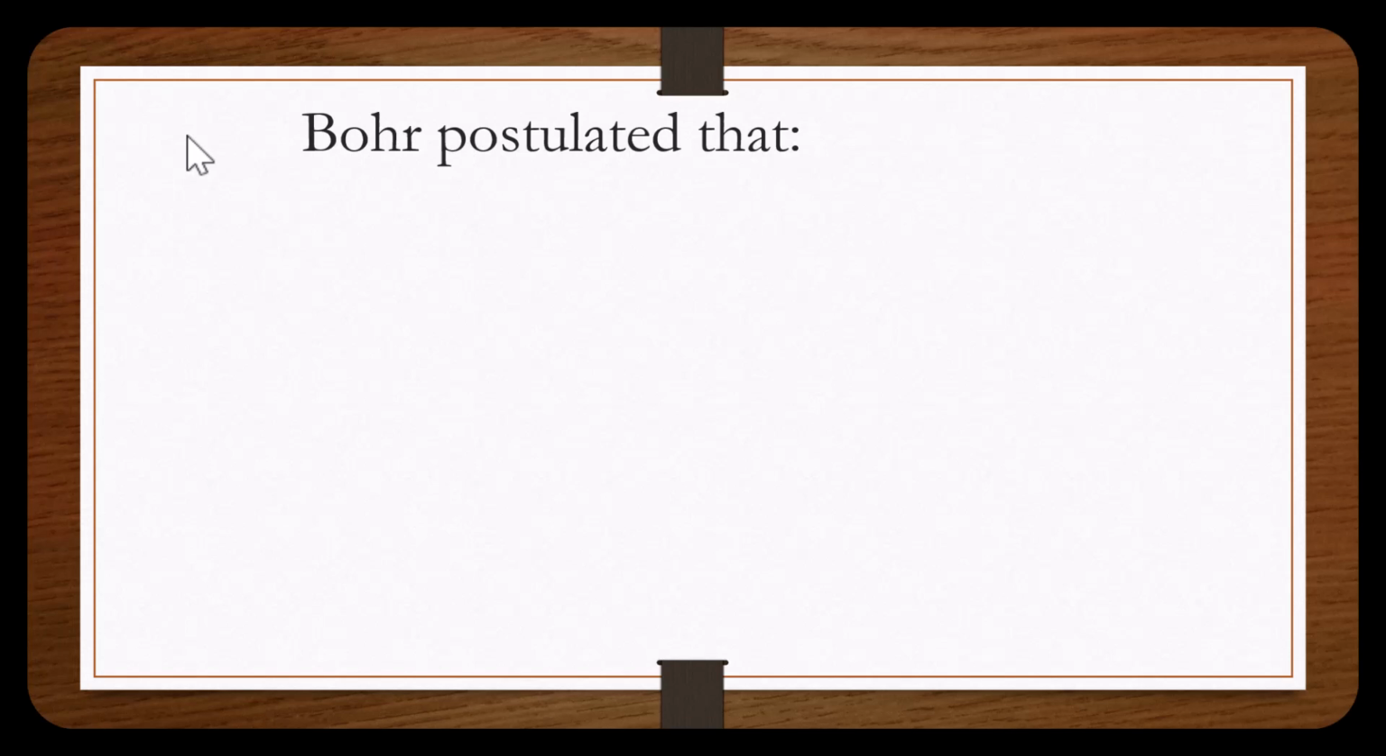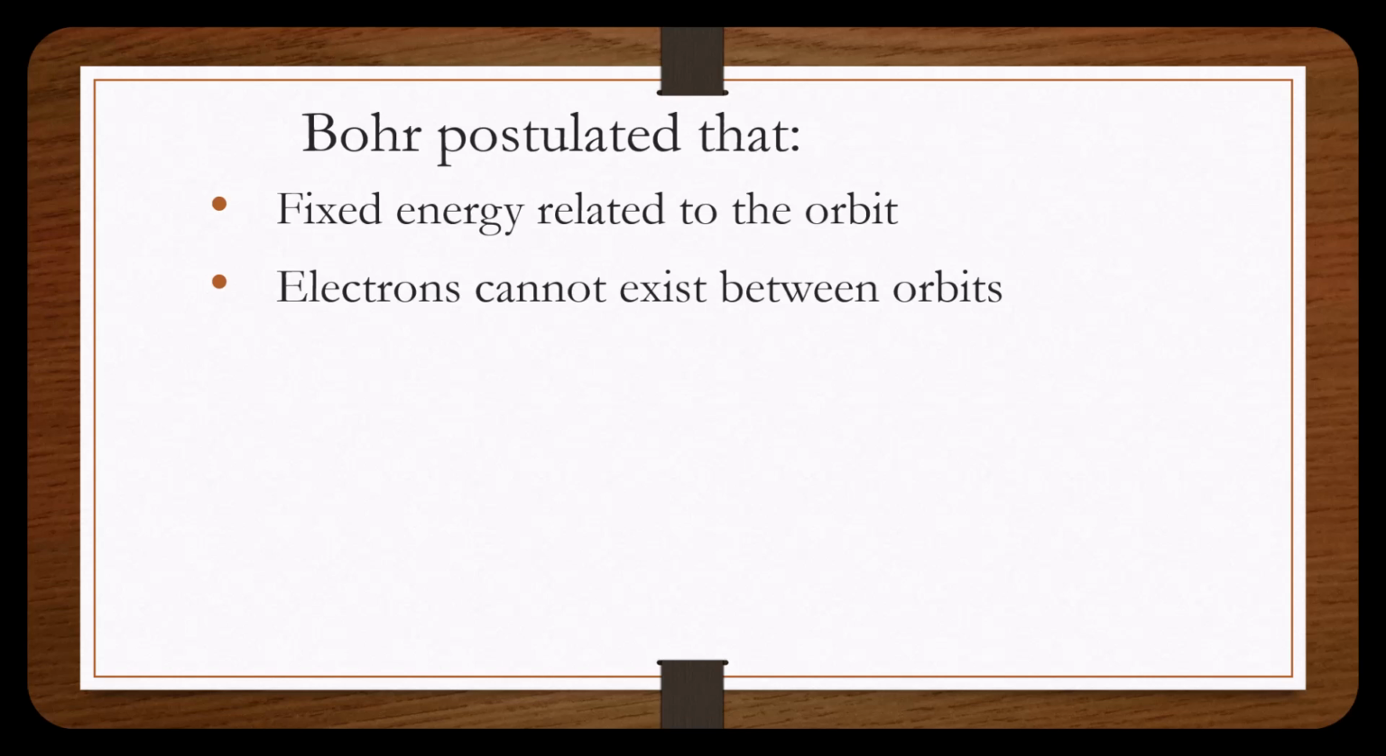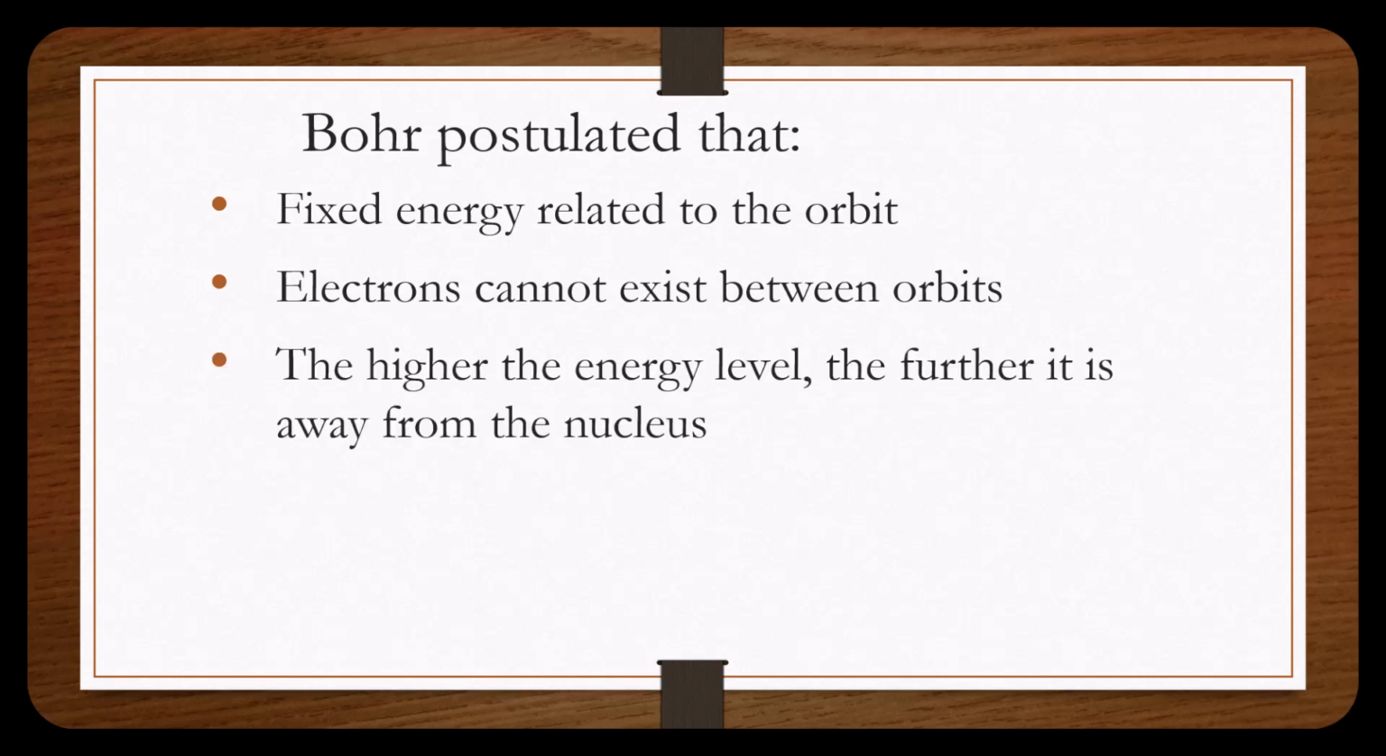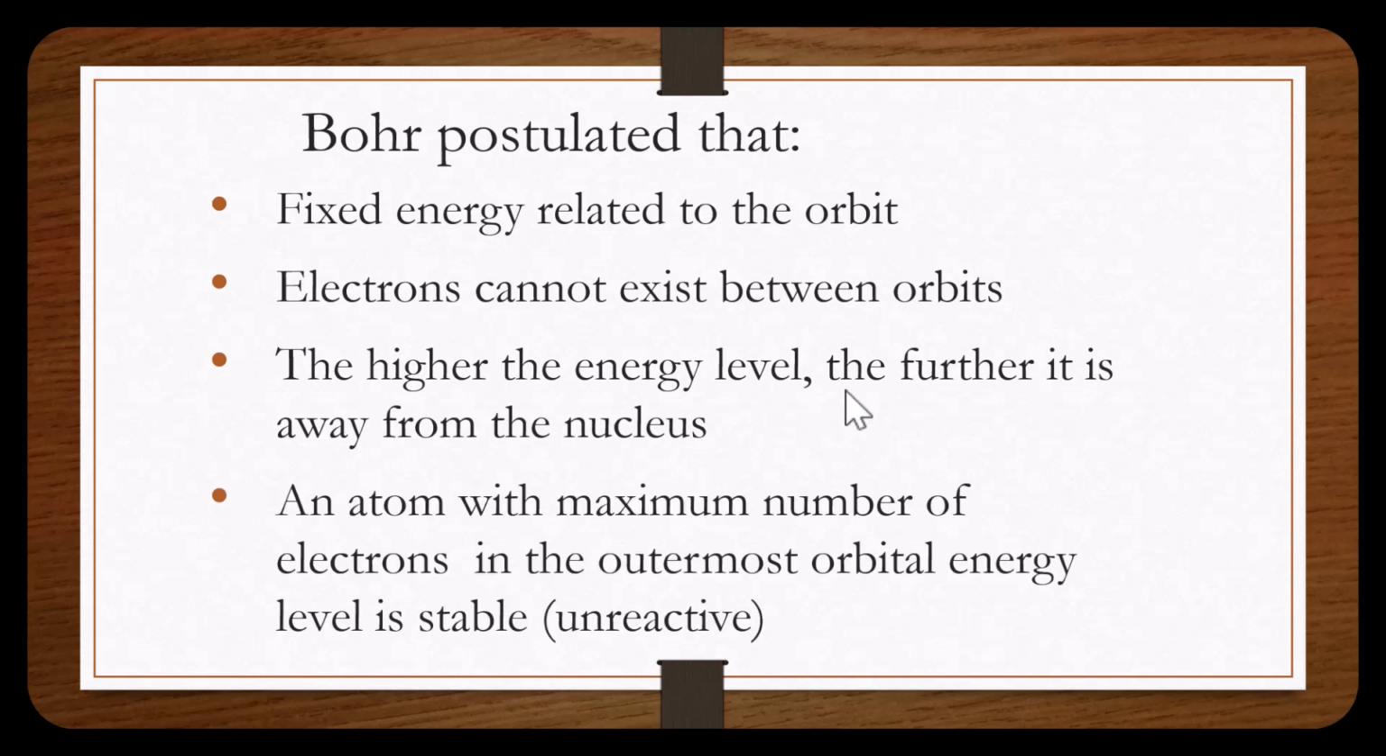Niels Bohr came up with a model of the atom that we now know today as the Bohr model. Bohr postulated that fixed energies related to the orbit. Electrons cannot exist between orbits. The higher the energy level, the further it is away from the nucleus. And an atom with a maximum number of electrons in the outermost orbital energy level is stable or unreactive.